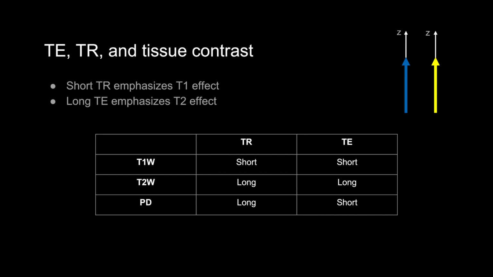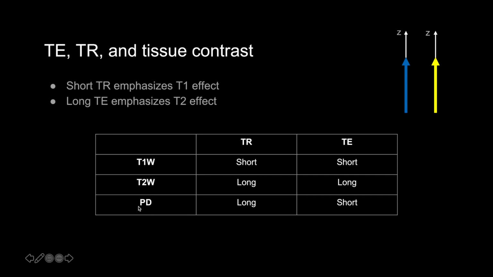If you know those two things, then it makes sense that if you want to make a sequence that's T1 weighted, you're going to use short TRs to emphasize the T1 effect, as we mentioned, and you're going to use short TEs to minimize any T2 effect. We want the images to be predominantly T1 weighted. T2 weighted images should use a long TR in order to minimize the T1 effect, and a long TE to maximize the T2 effect.